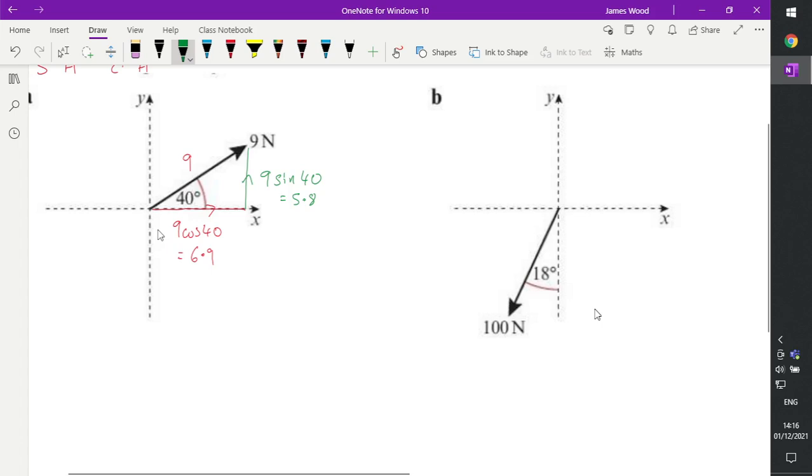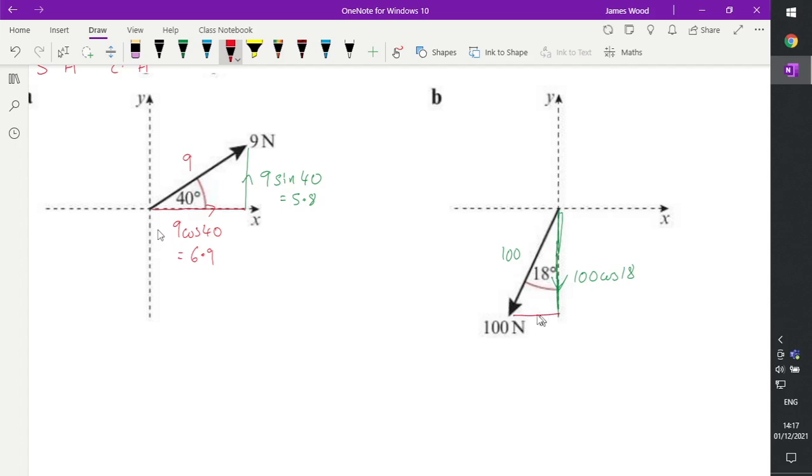This one here, part B. Again, let's do the vertical force first. So this vertical one here, so it's going downwards. So this is going to be, hypotenuse is 100. So that's 100 cos 18, because in this case, this side here is adjacent to my angle.